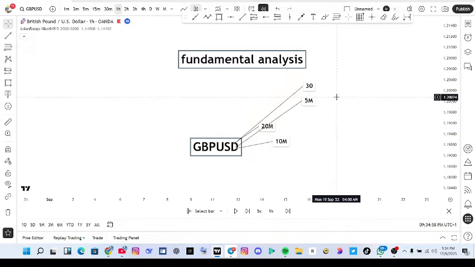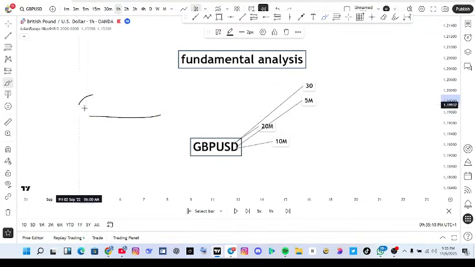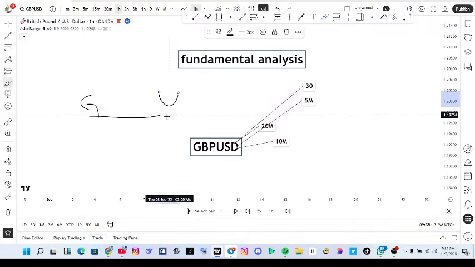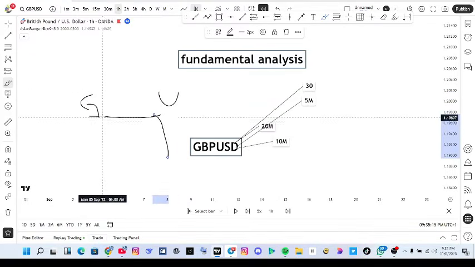So it's not good for the currency, right? Yes. Now, you see, automatically USD will be going down. It's just like a scale. GBP, USD, automatically USD will be going down while GBP will be going up.